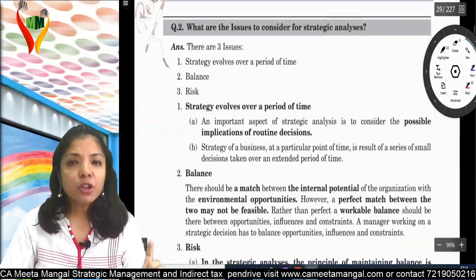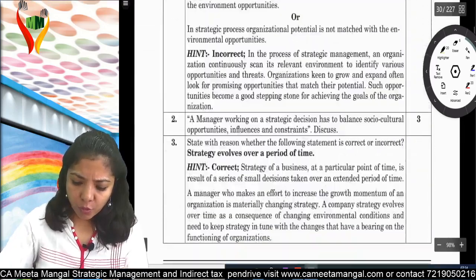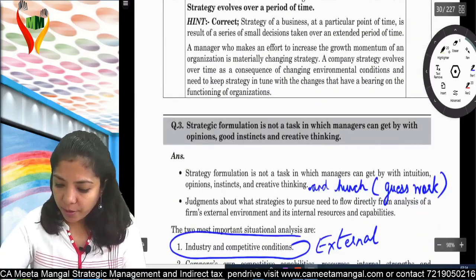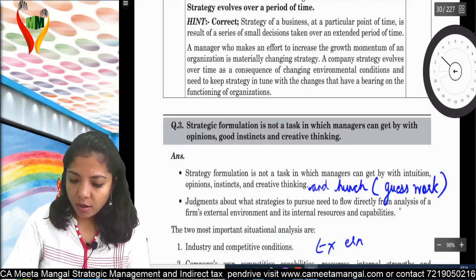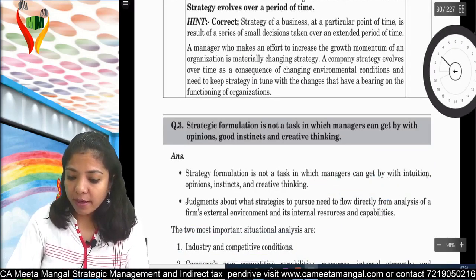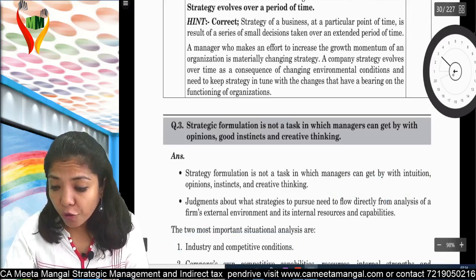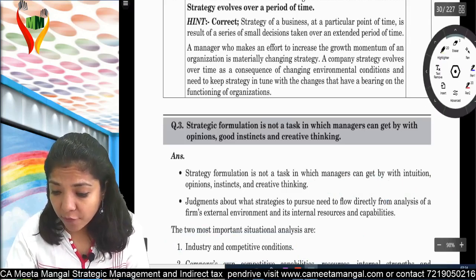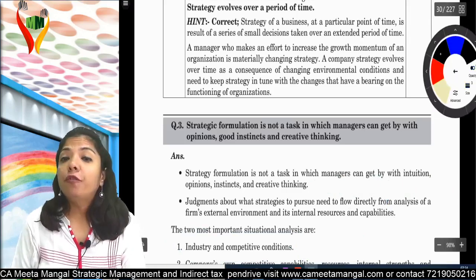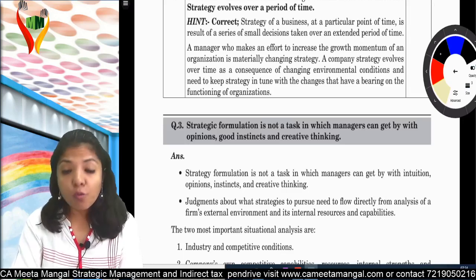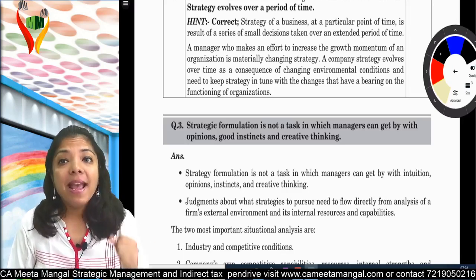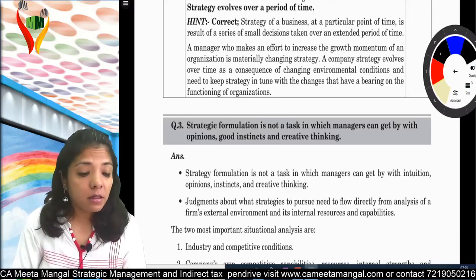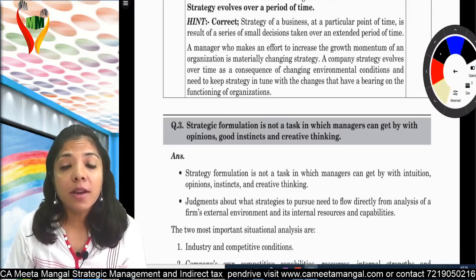Okay. Question number 2 we'll see afterwards. Come to question number 3. I hope you're with me. Now, how to formulate a sound strategy? I've already taught you that to formulate a sound strategy, you need to do analysis of the environment. Which environment? External as well as internal both.